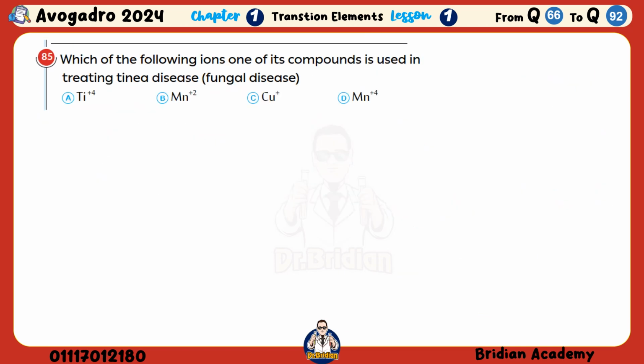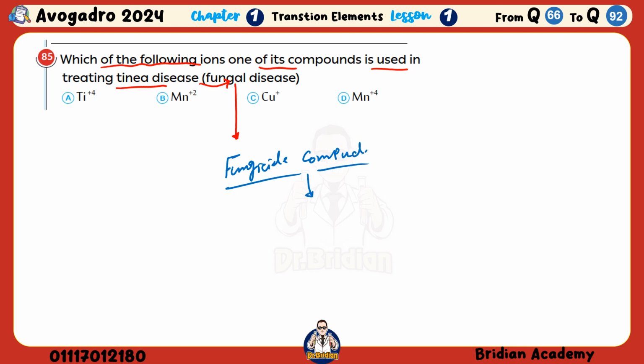Question number 85: which of the following ions or its compounds is used in treating tinea disease? It's a fungal disease. You need a fungicide compound, and that we will find in the compound magnesium sulfate, in which magnesium has oxidation state positive 2. So letter B is the correct one.